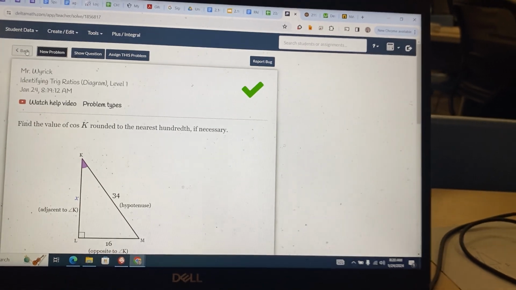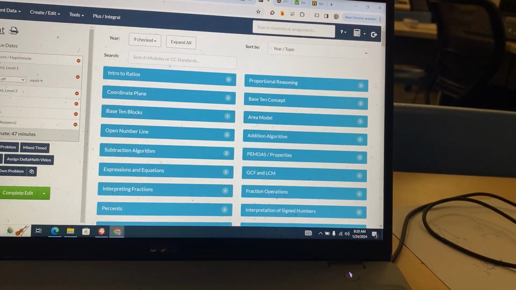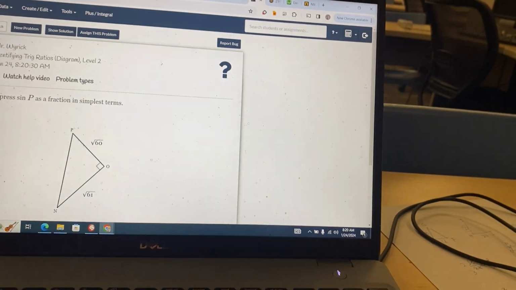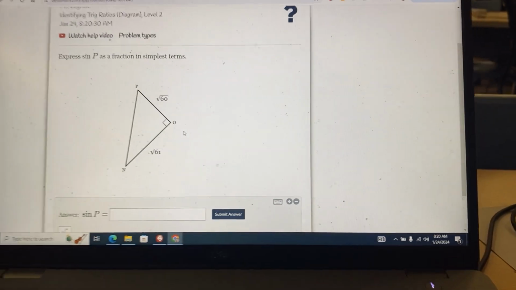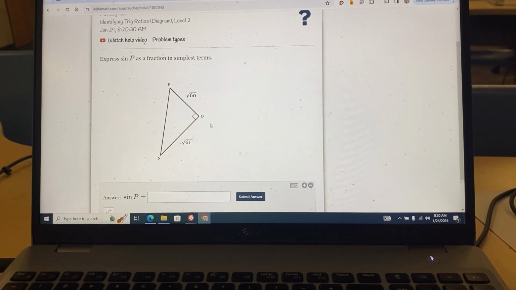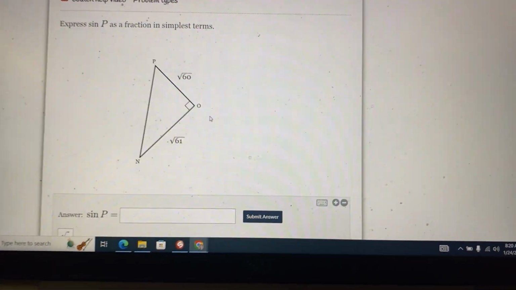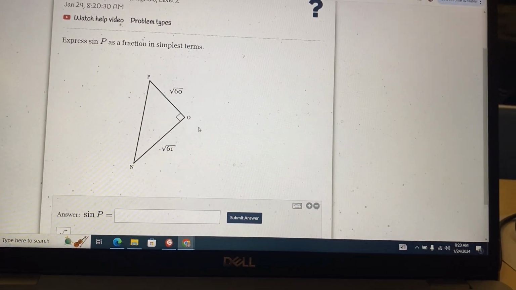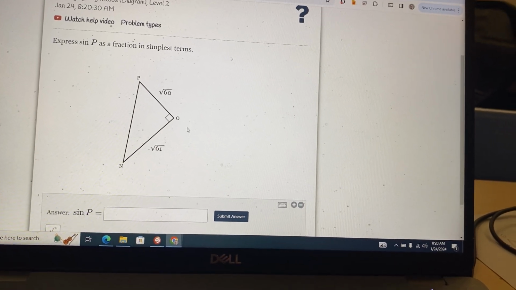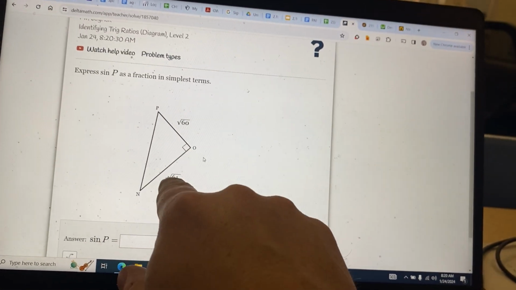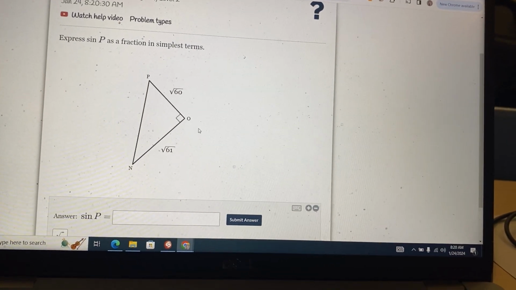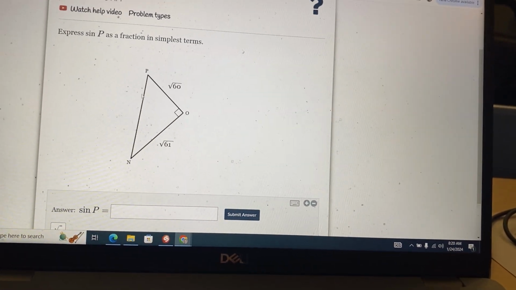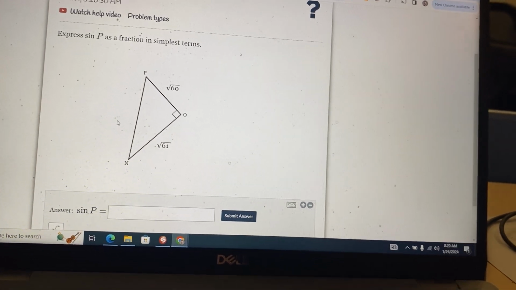Okay, so that's how that's going to go. Make sure you remember SOHCAHTOA. The level 2 is going to be the same kind of thing. Express the sine of P as a fraction in simplest terms. And I've got some weird stuff here, right? I've got the square root of 60 and the square root of 61. If I square both of those, that's going to be 60 and 61. So when I add them together, I get 121, and the square root of 121 is 11. So my hypotenuse here is 11.